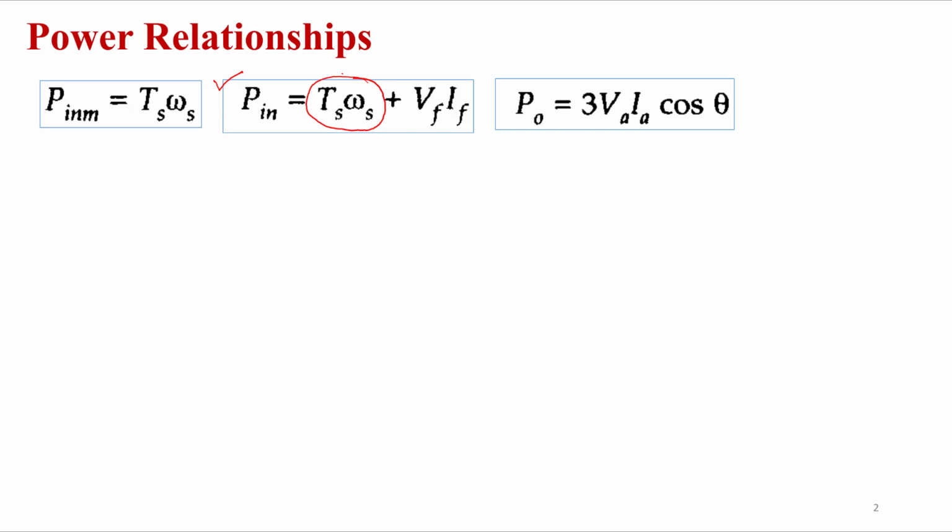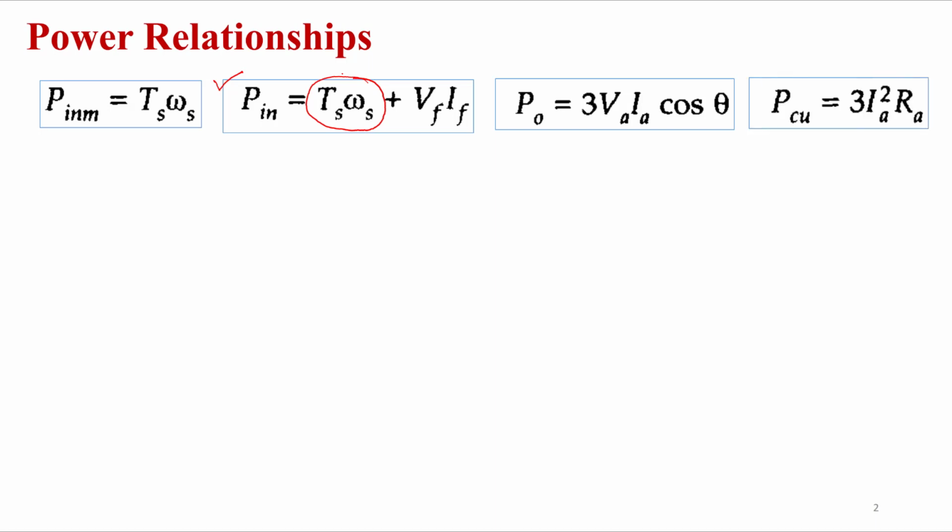And then I can write the output power in terms of the terminal voltage and the load current or armature current, that is 3 Va Ia cos theta. Why 3? Because Va and Ia are the phase voltage and phase current. So Va Ia cos theta is the phase real power, into 3, that will give me the total output power of the generator, right? So theta is your load power factor angle, and cos theta is the load power factor.